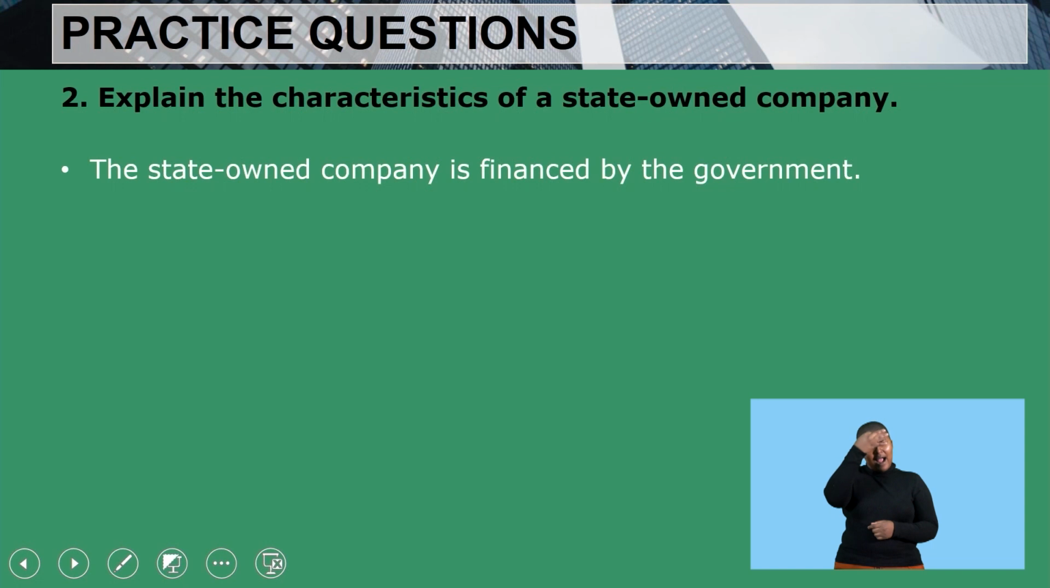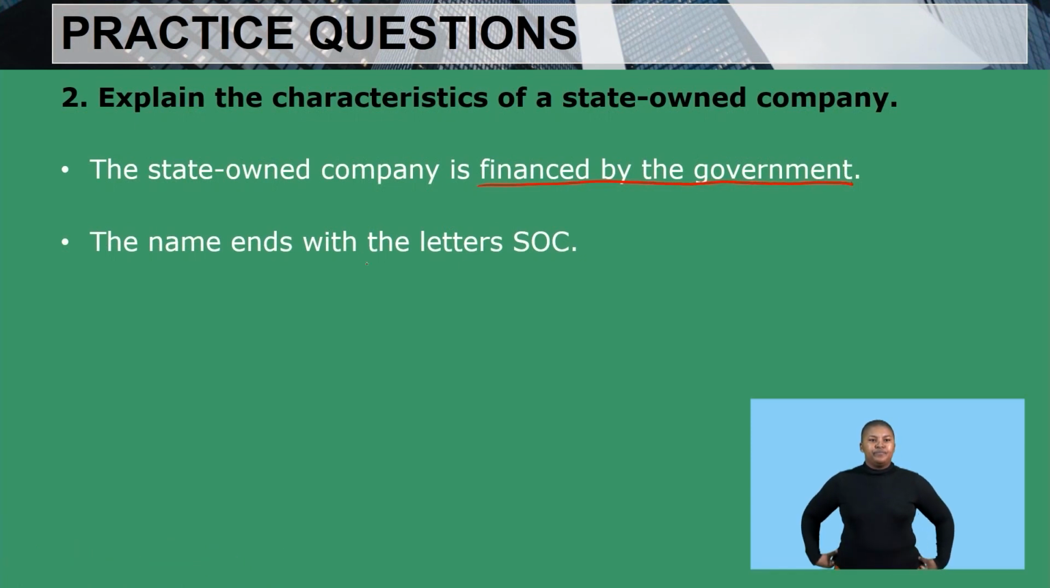Question number 2 says, explain the characteristics of a state-owned company. The state-owned company is financed by the government, as the name says, state-owned, meaning the government is the majority shareholder in this company. So it is the one who finances this particular company that we call a state-owned company. The name ends with the letters SOC. So the name of the state-owned company should end with the letters SOC.